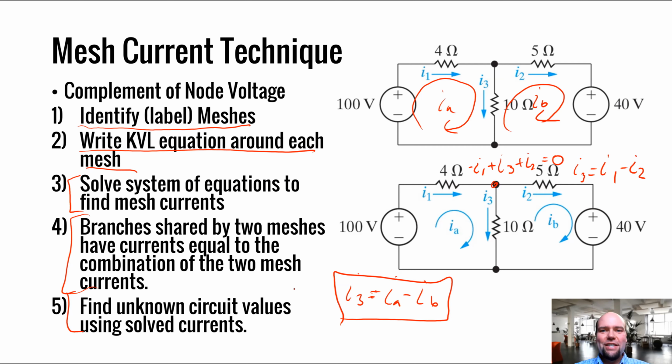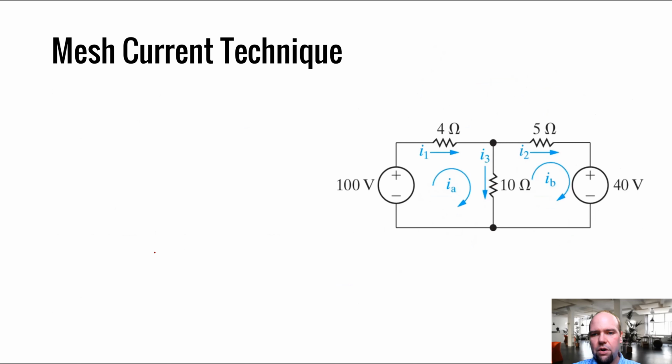So we kind of have to write an equation for every mesh, but in a way it simplifies the process a little. Once we do the KVL equation around each mesh, we're going to solve the system of equations to find the mesh currents. Then we recognize that the unknown currents shared between two meshes are the combination of those mesh currents, and then solve for whatever unknowns we have. Okay, let's actually do an example here.